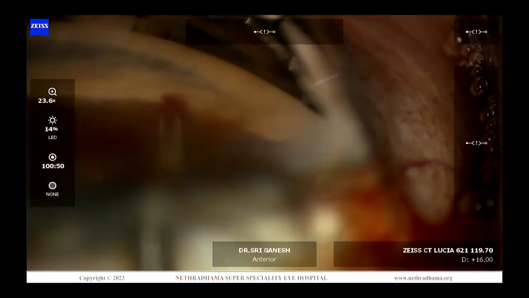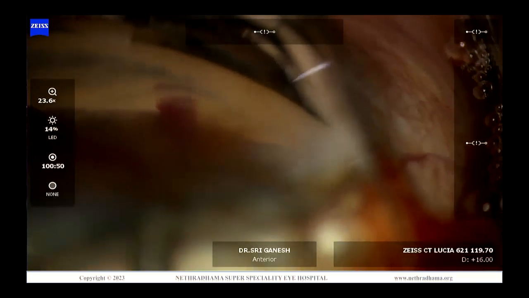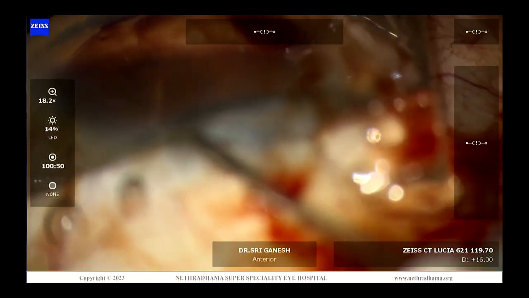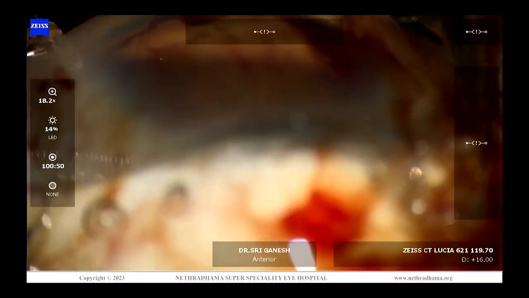This is implantation of the second device, and you see ooze again. So that is the first sign of successful implantation, when there is a mild ooze from the Schlemm's canal after implantation.